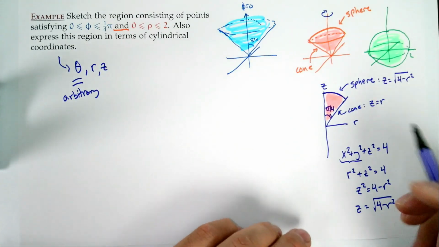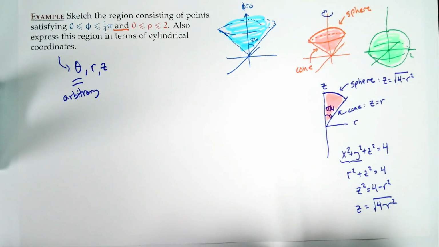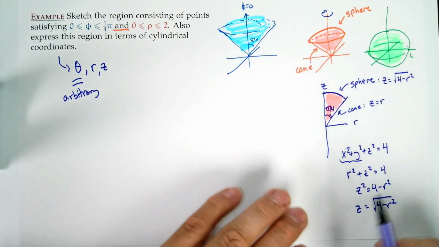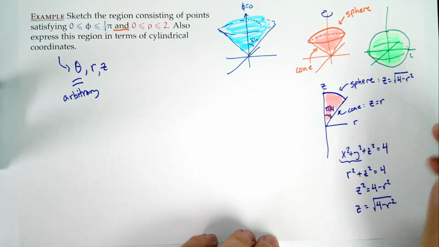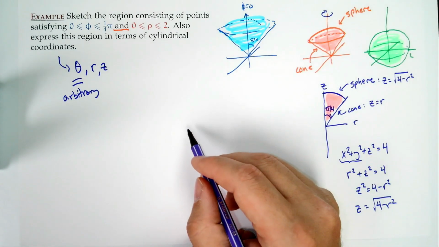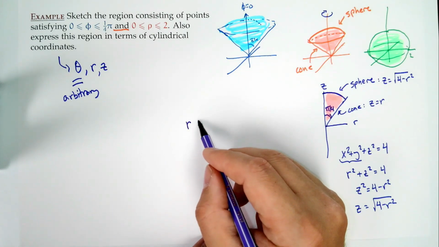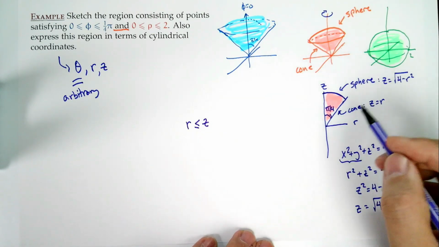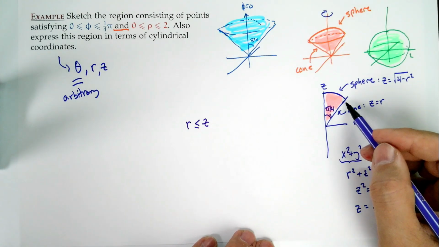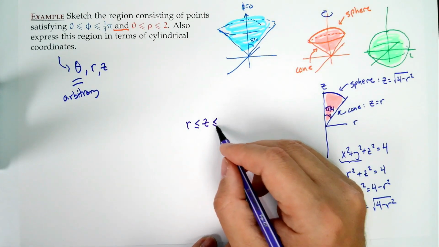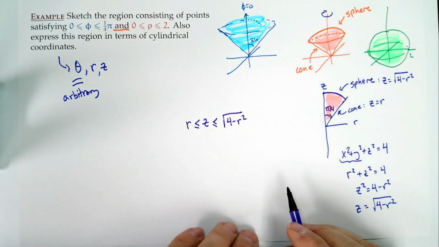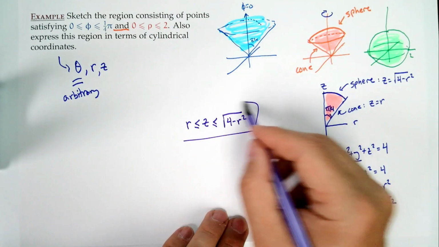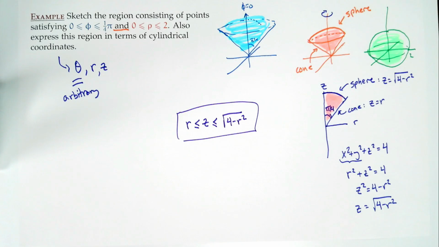Now if we were going to describe this in terms of cylindrical, what would we do? Well, we say theta is arbitrary, and now oftentimes what we do is we want to express z in terms of r. So we can say that r is less than or equal to z, which means that I'm above the cone, and z is less than or equal to the square root of 4 minus r squared, which means I'm below the sphere. In fact, that's actually enough. Just that information will do it.